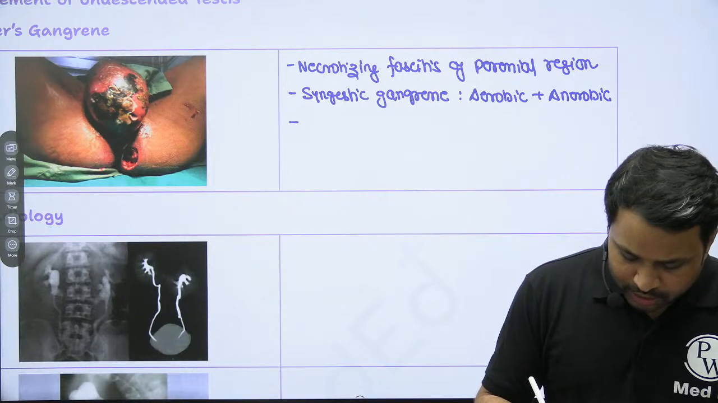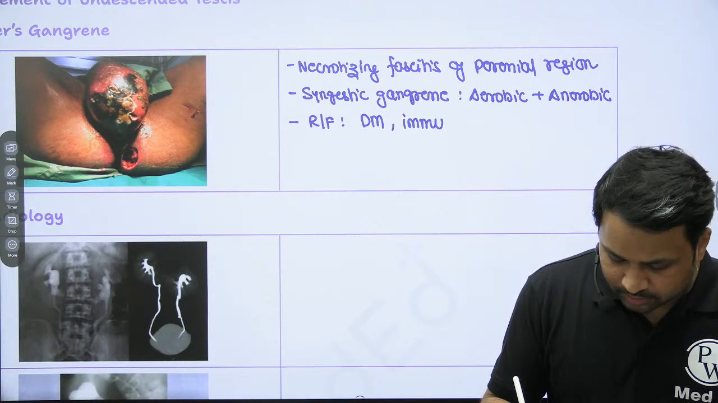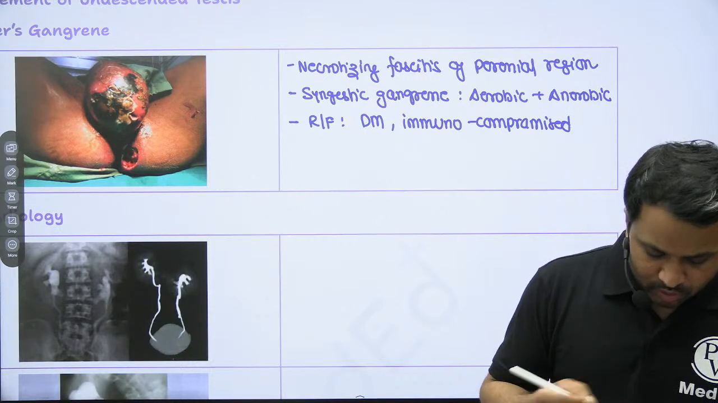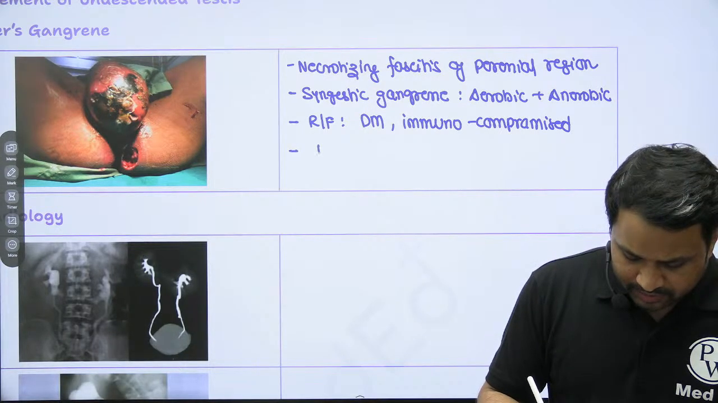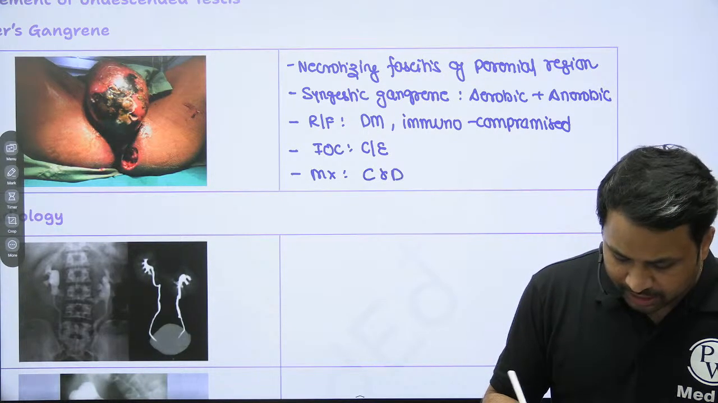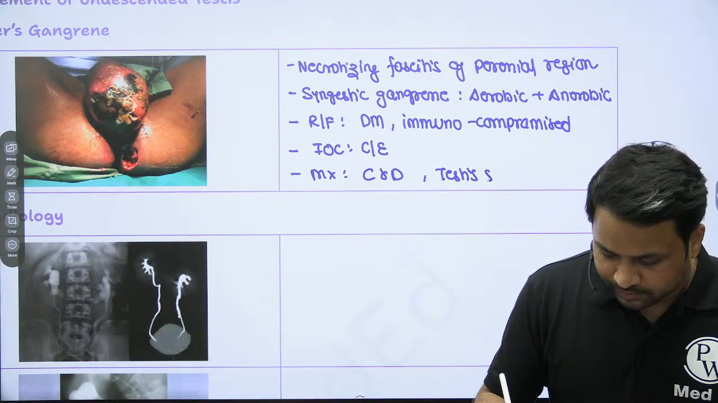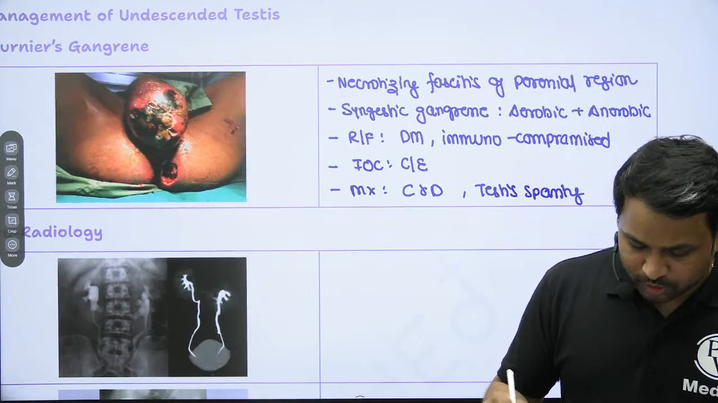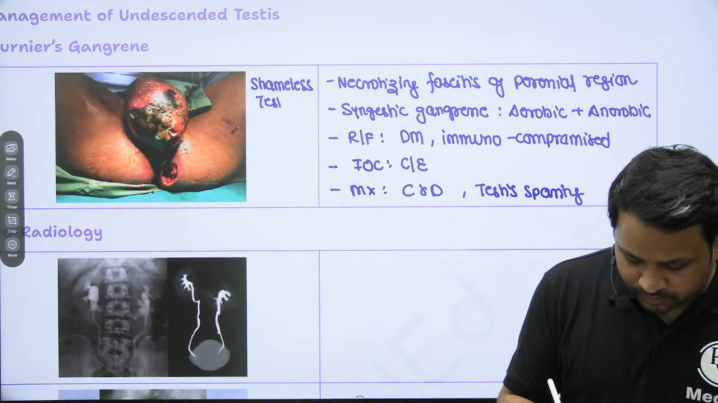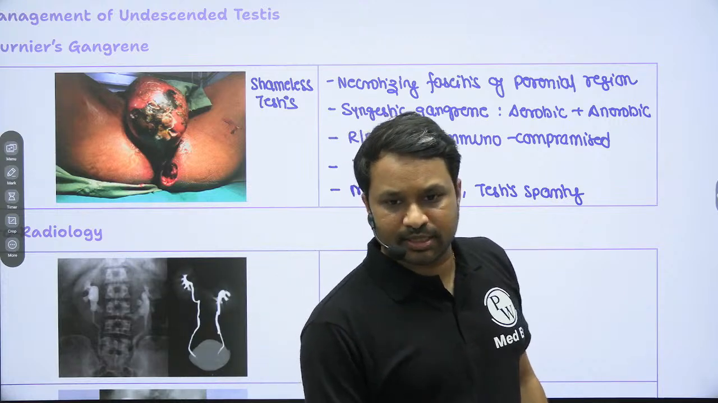Okay? Now, it is usually associated with risk factors like diabetes and immunocompromised status. The investigation of choice is going to be a clinical examination. Management is going to be cleaning and debridement. And remember here, it will have testes sparing. It is going to eat away all the scrotum. So this disorder is also called shameless testes. Right? So the scrotal wall goes away, only the testes are visualized. So it is called shameless testes.